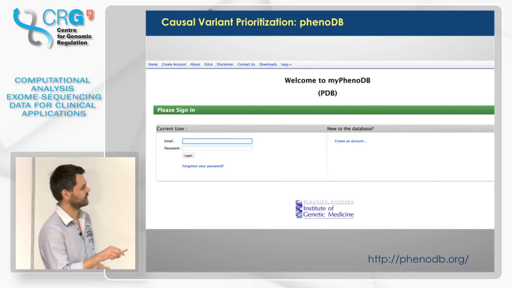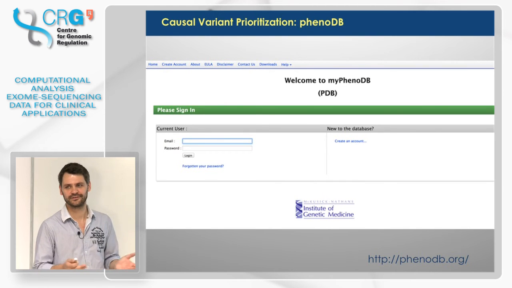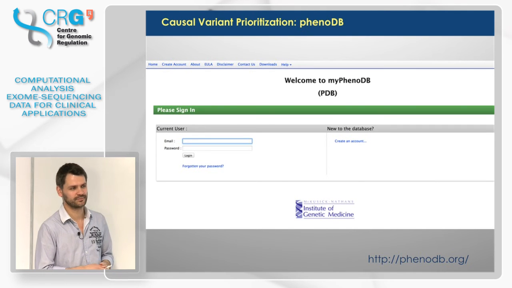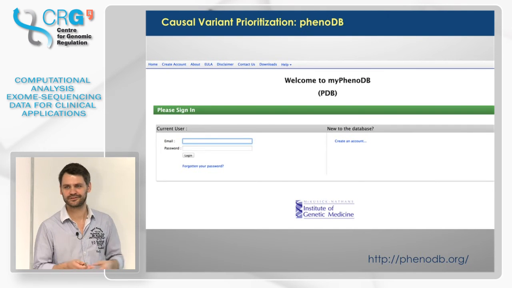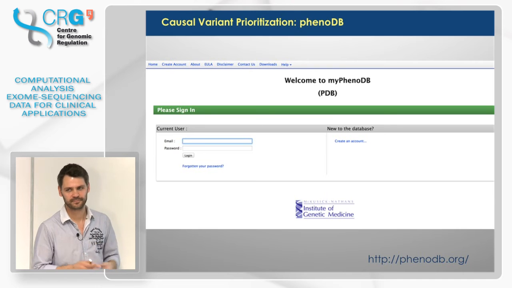PhenoDB is in a way similar. You upload your VCF files, and you get, in the end, an annotation and the most likely causal genes. They require a bit more input of disease. I haven't tested it for a while, but I think they ask you more specifically what type of disease and so on.